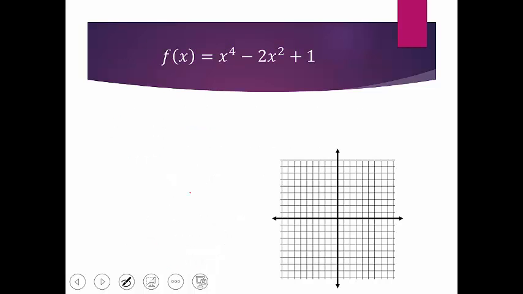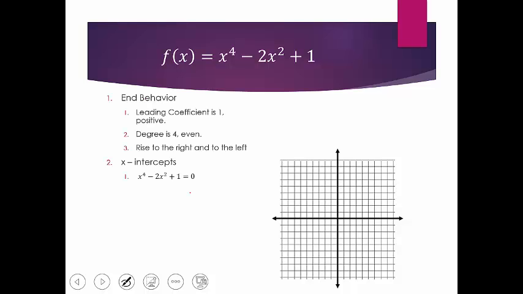So here's an example. f of x equals x to the fourth minus 2x squared plus 1. The leading coefficient, 1, is positive. The degree of the polynomial function, 4, is even. Since the degree 4 is even, the graph has the same behavior at each end. The leading coefficient 1 is positive, which means the graph rises to the left and rises to the right. Now we need to find the x-intercepts.